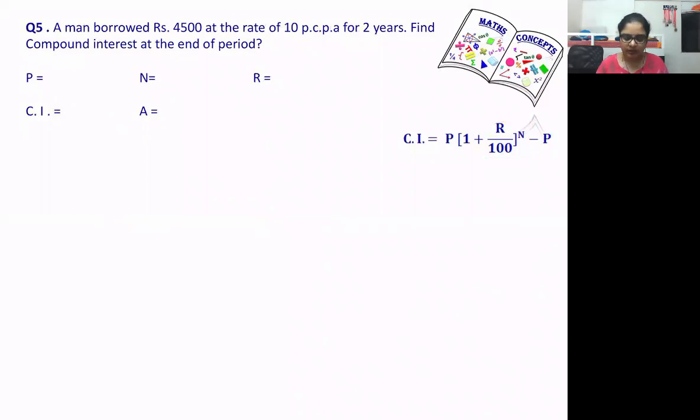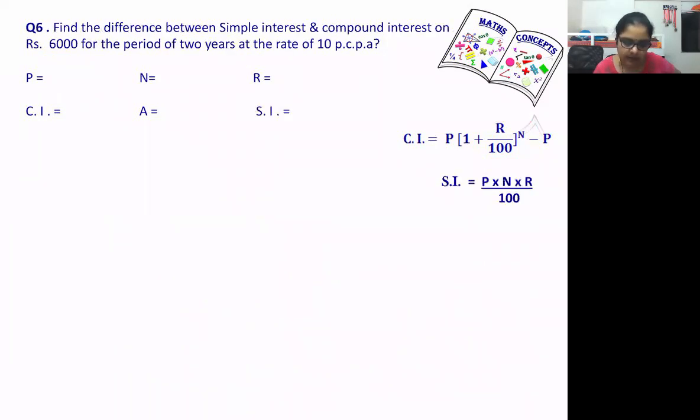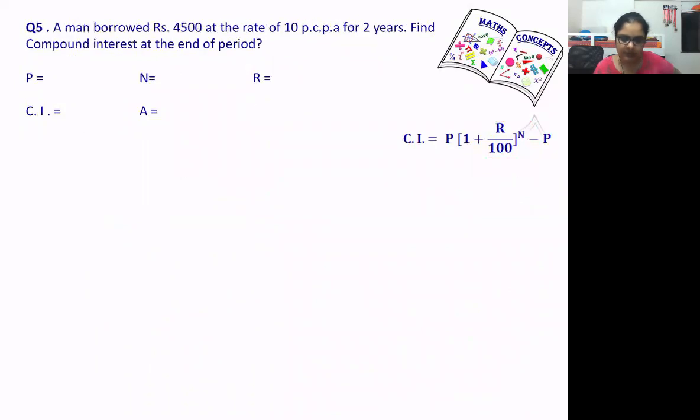Now write this down for homework. This is one example. And 2 sums are there for the homework. The 5th and 6th one.